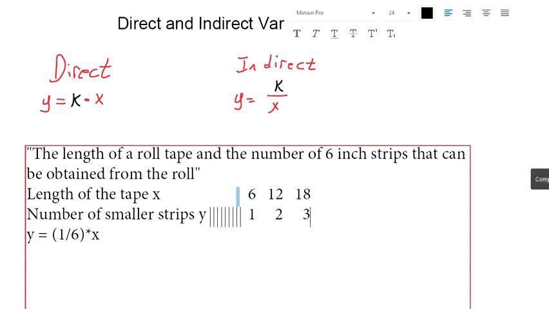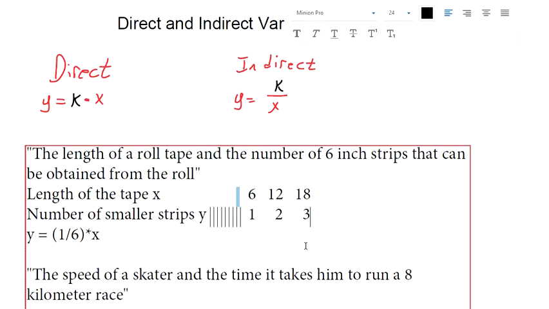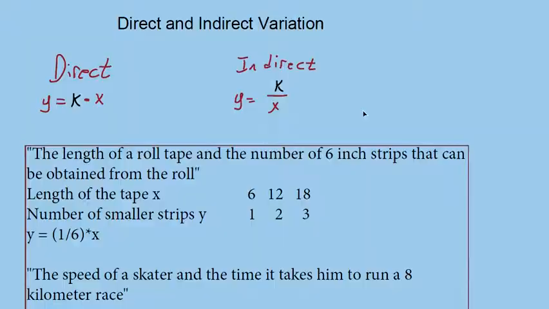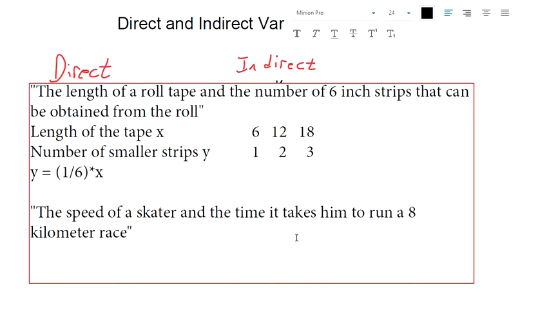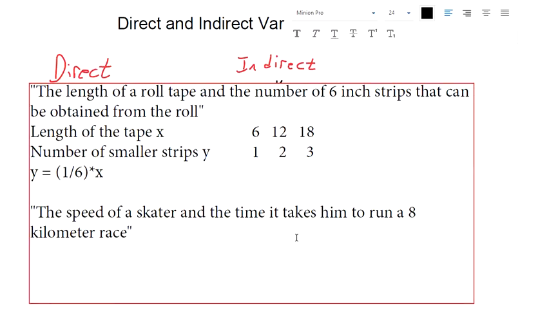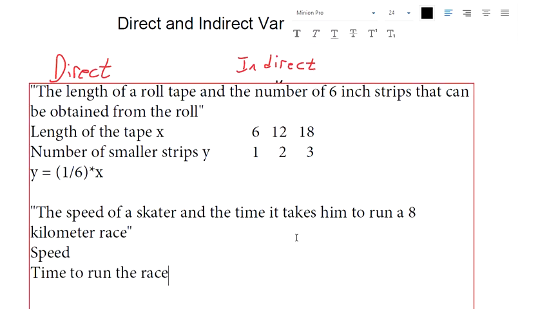Okay, another example here real quick. The speed of an ice skater and the time it takes him to run an 8-kilometer race. This is a little funny. I took this directly from my math lab. I guess, a skater, you might take him out of the rink and say, okay, now go run a race. I wonder if they meant the time it takes him to skate an 8-kilometer race. But either way, there's two variables. The speed of the skater and the time to run the race is the other variable.